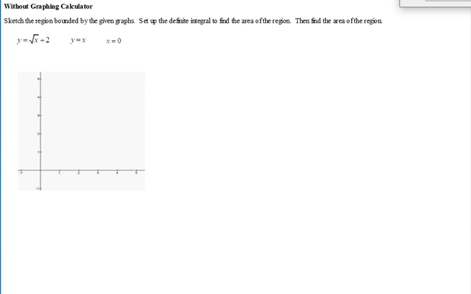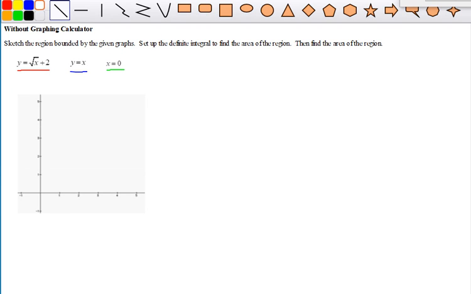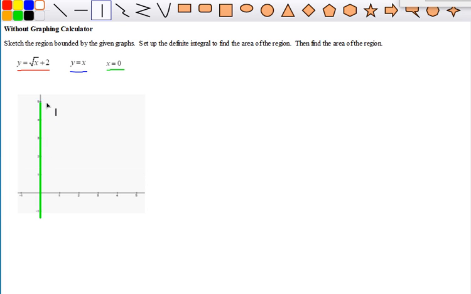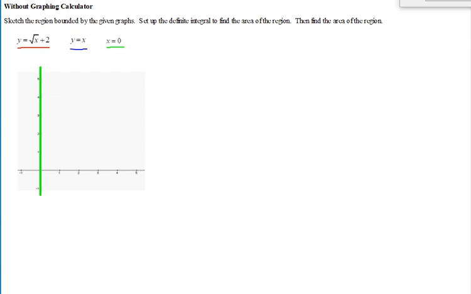All right, so on this one without a graphing calculator, we've got three actual equations here, and we're going to sketch the graph of these three. So you can start with whichever one you want. I'm going to start with x equals 0. That's the simplest one. Remember, that's just a vertical line when x equals a constant like that. In this case, when x equals 0, that's right on your x-axis there. So x equals 0 is right there.